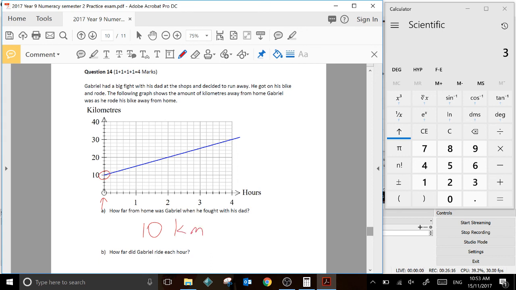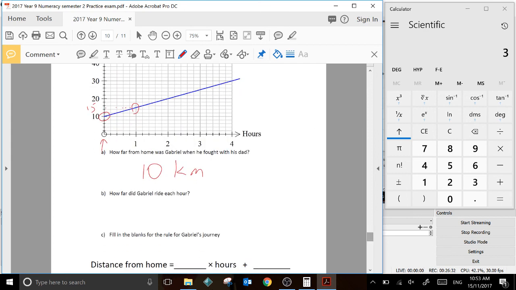Now, how far did Gabriel ride each hour? So what we're really trying to do here is say, well, after 1 hour, how far away was he? Where is that point? What y value is that point? If we follow that back, we get that that's exactly between 10 and 15. That must be 15. So in that first hour, he's gone from 10 to 15. So he will have ridden 5 kilometres.